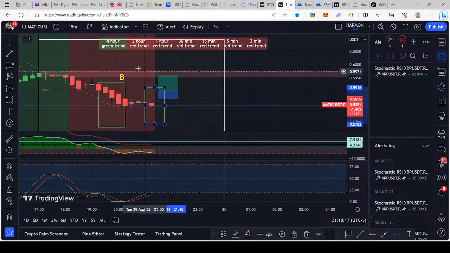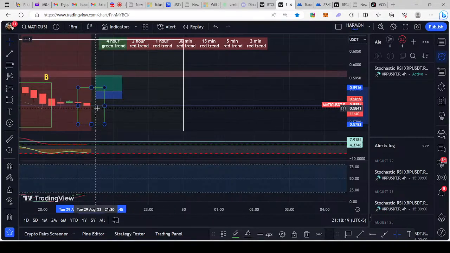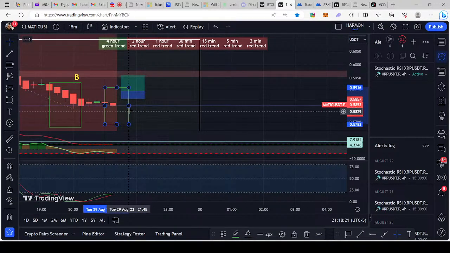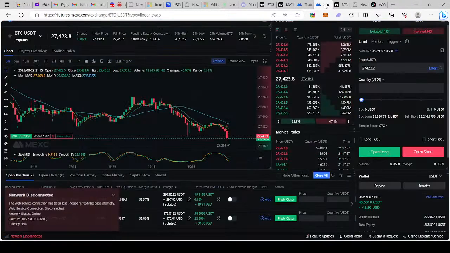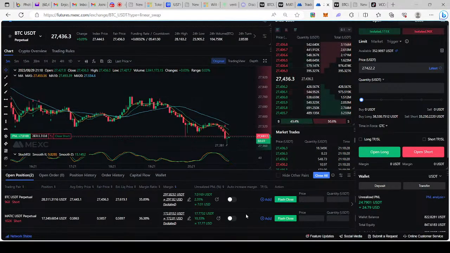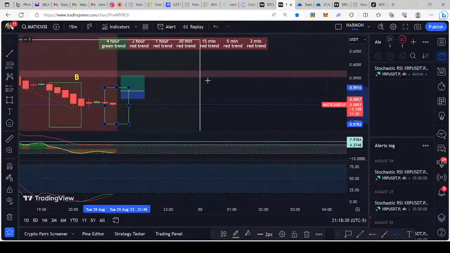It's shorter. So that's what we're looking for right here. We're doing the Matic. We're doing that second little bounce of that 15-minute. That's the trade. Do you think you're gonna print the green moon though? Which one are you looking for?